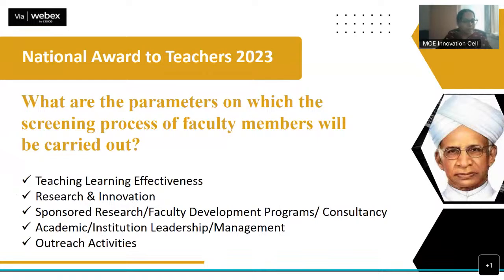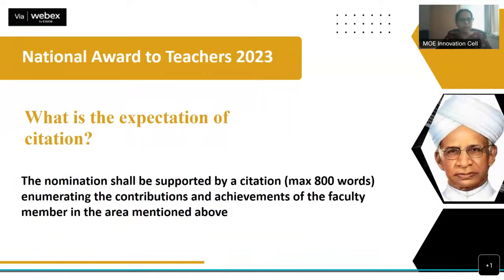So there are 5 parameters. On these 5 parameters, all the faculty members are asked to submit the documents and the details as well. The first one is teaching learning effectiveness. The second parameter is research and innovation. The third is sponsored research or faculty development programs, consultancy projects, and so on. The fourth is academic or institution leadership or management. And the final is outreach activities. On these parameters, the submissions will be evaluated, and the faculty members are requested to submit the details in the portal.